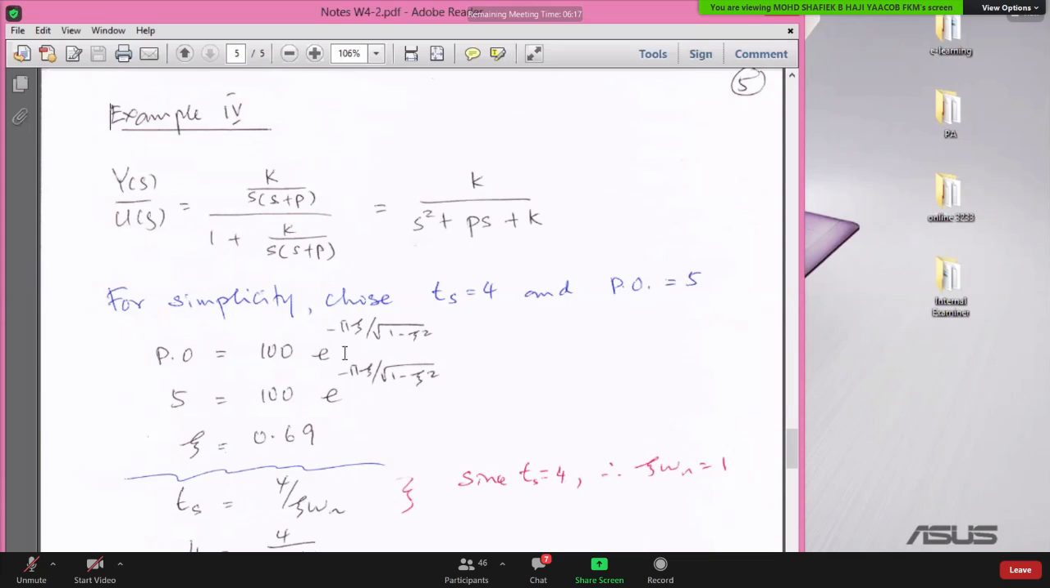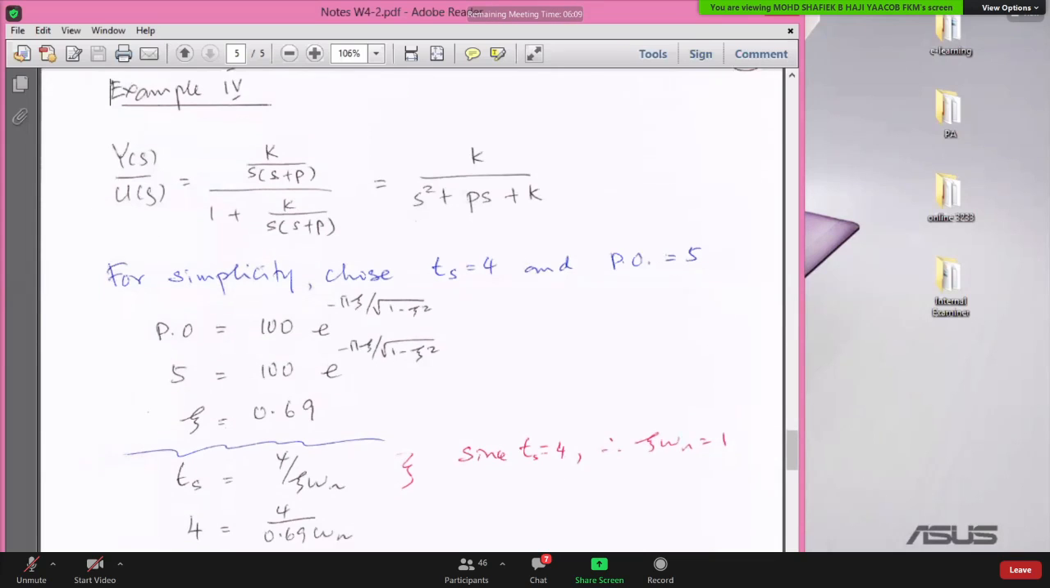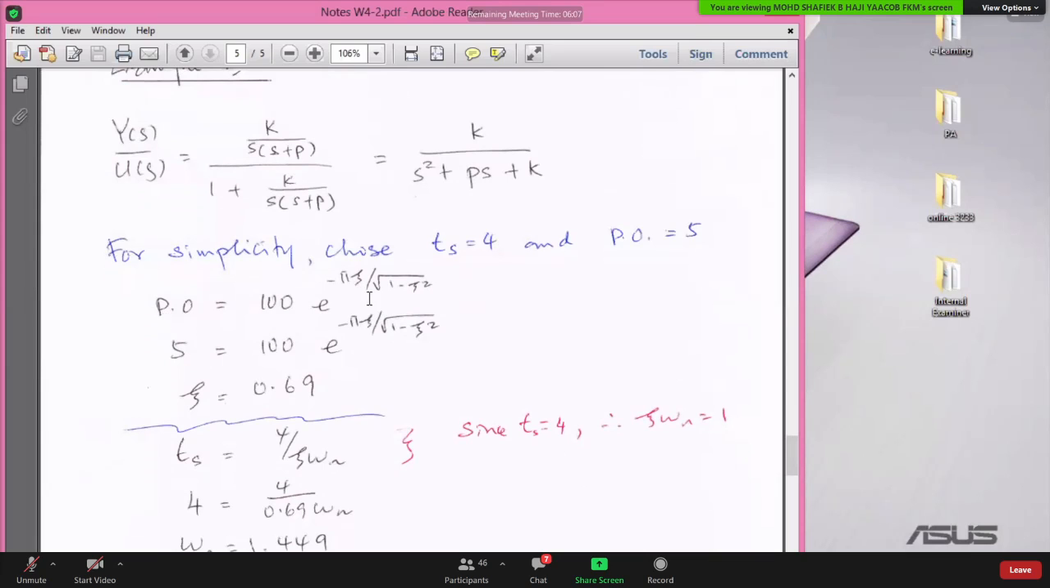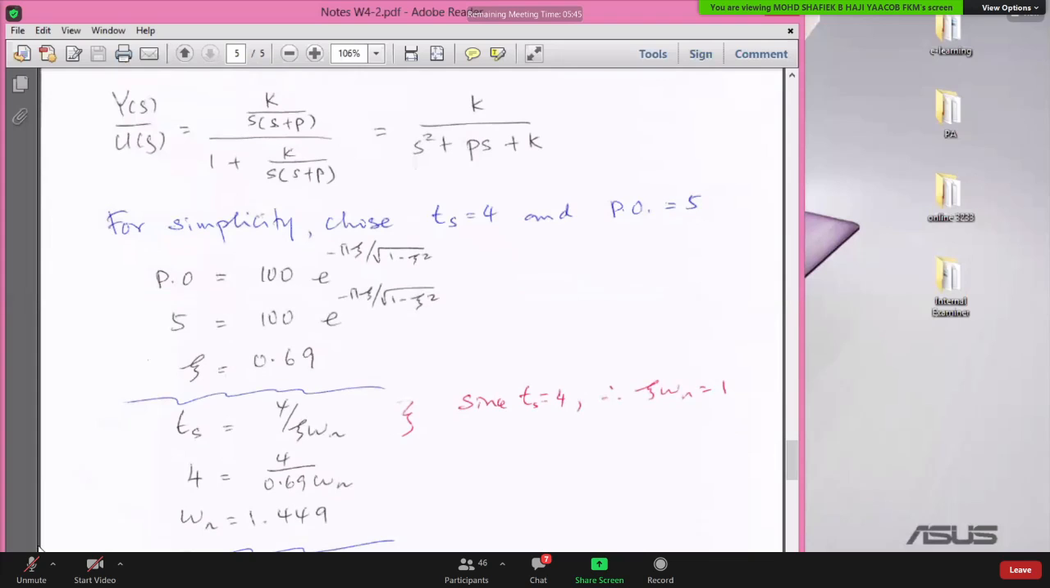Overshoot is just a function of damping ratio. So we can quickly solve for damping ratio from the overshoot. Now, if you want the overshoot to be 5%, it looks like the damping ratio must be 0.69. If you want the settling time to be 4 seconds, so settling time is 4 divided by zeta omega n, and then you get omega n is equal to 1.44. So now you have omega n and damping ratio.